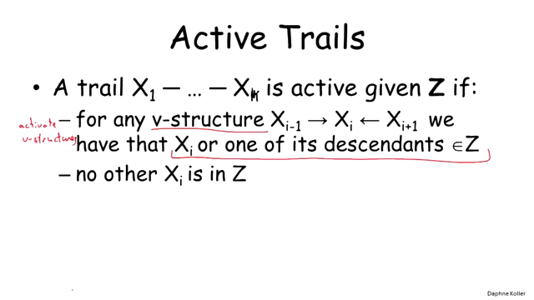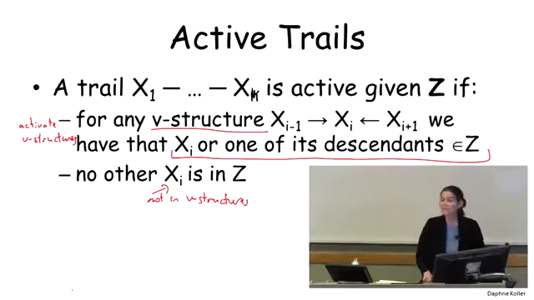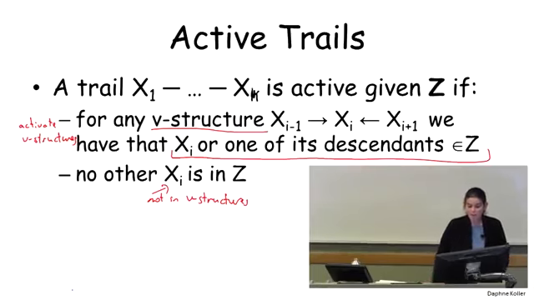Now, all the other valves have to be open. So no other xi that is not in a V structure, I mean not at the nexus, the bottom of the V in the V structure, no other xi can be observed. And that's the definition of an active trail. And basically what we have is that influence can flow in the network through active trails.